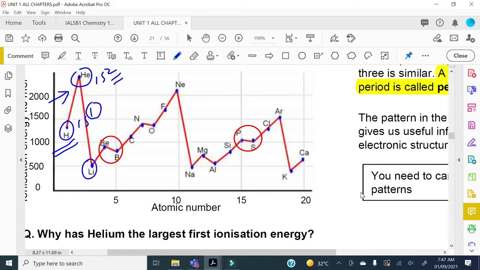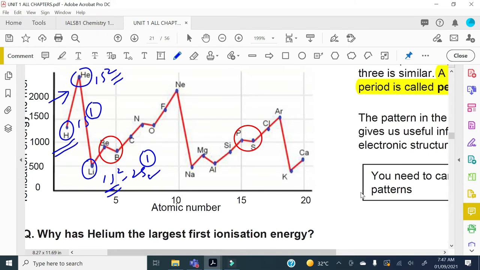You can see lithium is here. The electronic configuration for lithium is 1s2 and 2s1. Now to eliminate this electron is easier because it is in the second shell. It is far away from the nucleus. A smaller amount of energy is needed. That's why it's difficult to break down a completely filled orbital as compared to breaking down a half-filled orbital. So this can be easily eliminated.